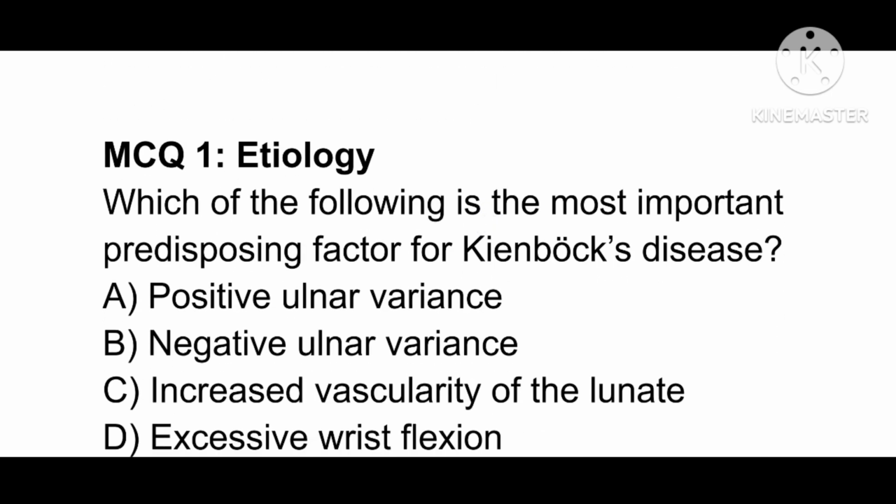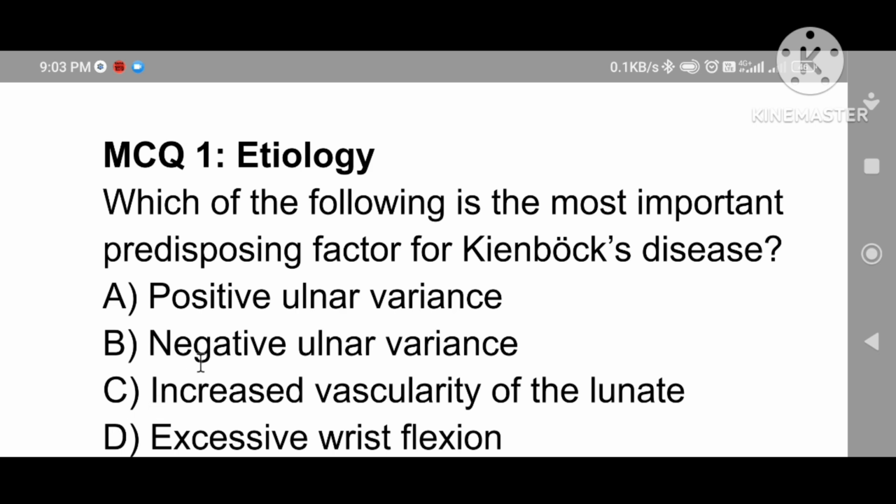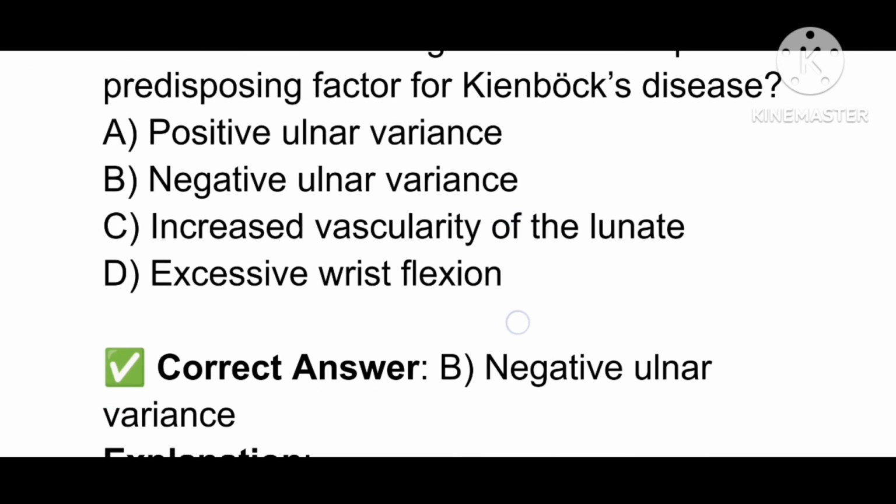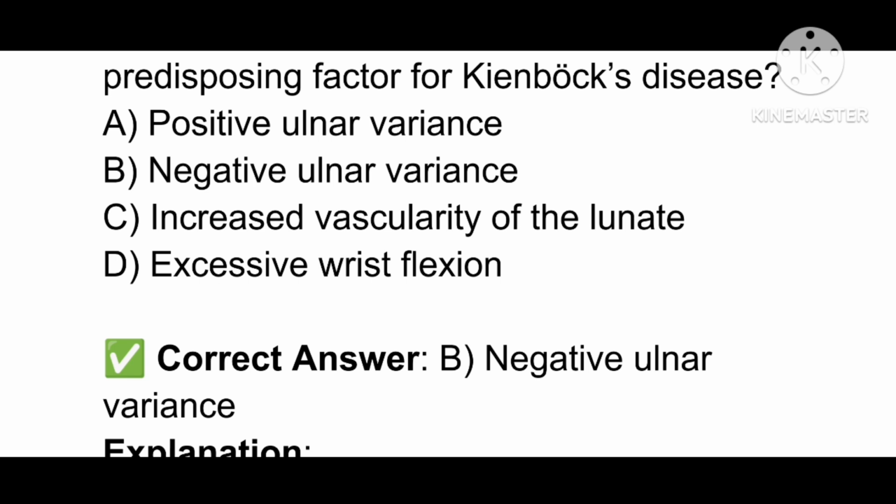Now MCQ based on etiology. Which of the following is the most important predisposing factor for Kienbock disease? So what is the predisposing factor? A. Positive ulnar variance. B. Negative ulnar variance. C. Increased vascularity of the lunate. D. Excessive wrist flexion. What is the answer? Answer is option B. That is negative ulnar variance.